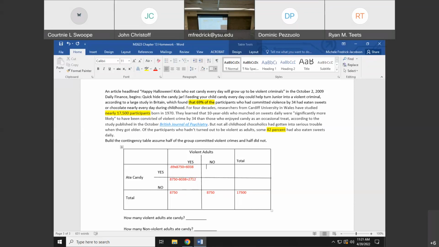Of the participants who hadn't turned out to be violent, 42% had eaten sweets. So weren't violent would be this column, had eaten sweets, so here would be the 42% of the ones that were not violent. So 0.42 times the 8750. 3675.